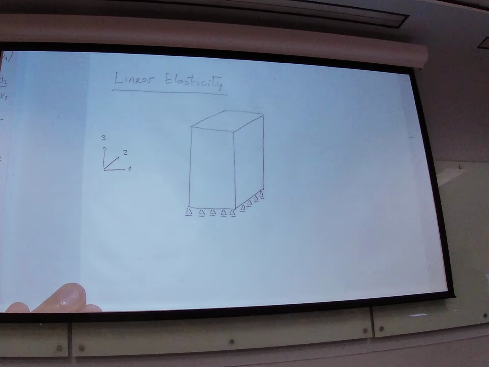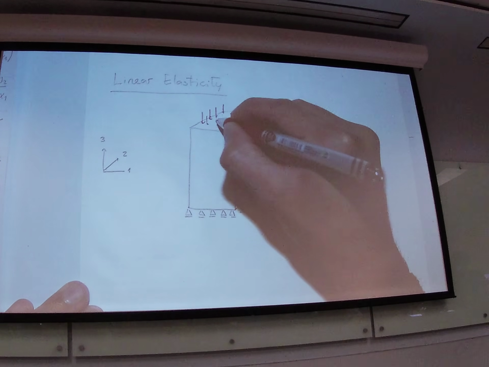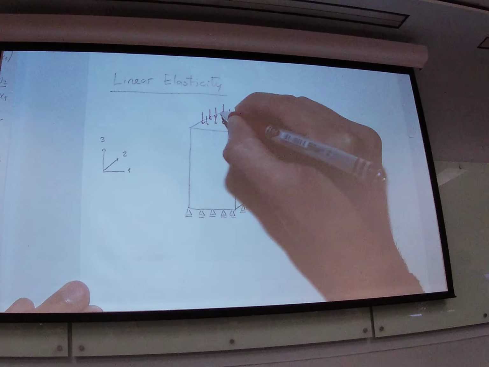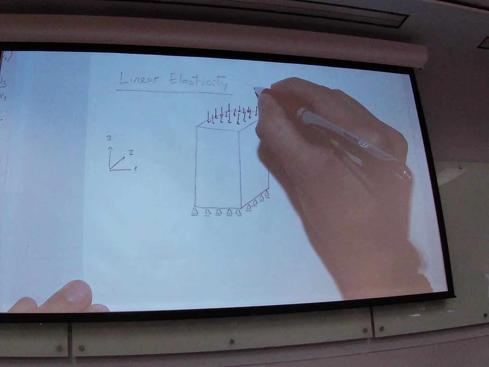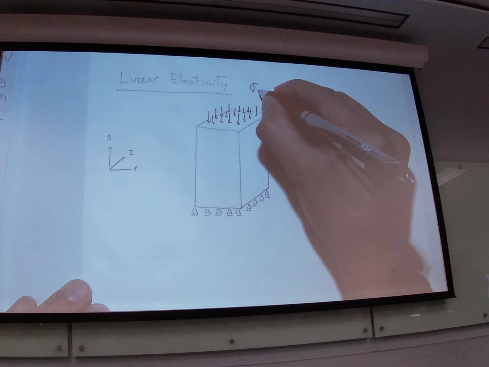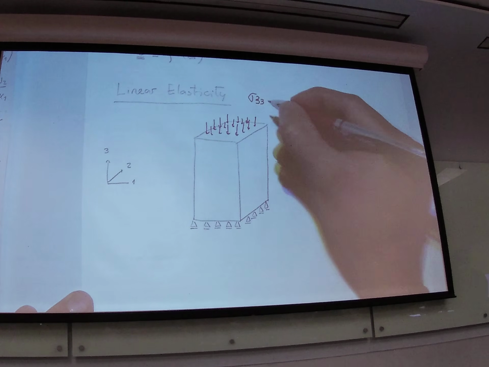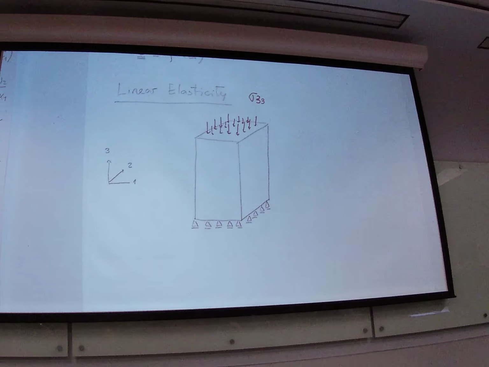And to that solid, I'm going to apply a stress, which is going to be a bunch of tiny forces called sigma 3, 3. Notice that it's sigma 3, 3 because it's applied on face number 3, in direction number 3, and it is a compression. So, what am I going to get as a result of that?